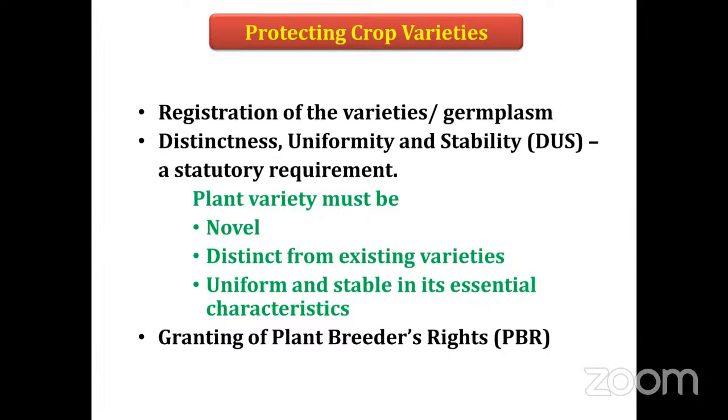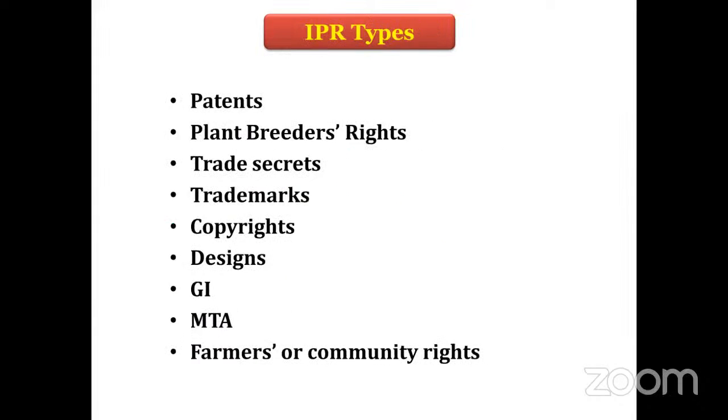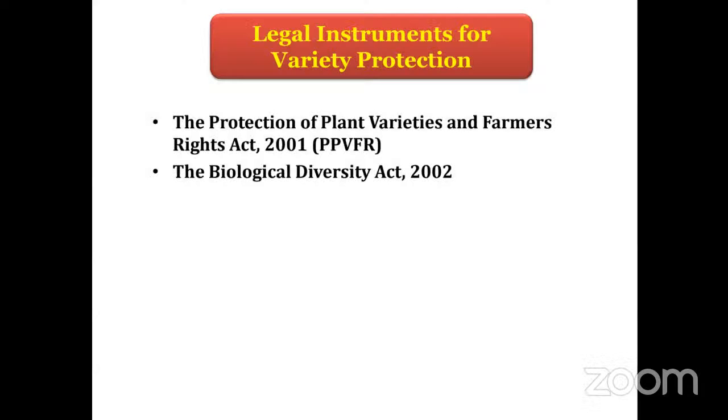DUS: D means distinctness, it should be distinct from the existing variety. Uniformity, it should be uniform, and it should have stable characteristics. So this DUS criteria should be met if you would like to register a crop variety under the Plant Variety Protection Act. As I told you, there are various forms of IPR like patent, plant breeders' right, trade secret, trademark, copyright, design, geographic indication, right? This plant variety can be protected under the Protection of Plant Varieties and Farmers' Right Act 2001. There is one more relevant act, the Biological Diversity Act 2002, for variety protection.